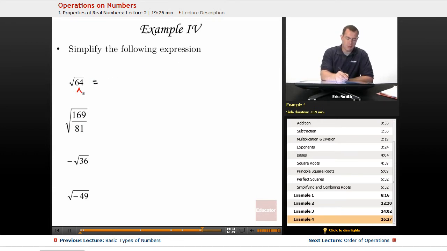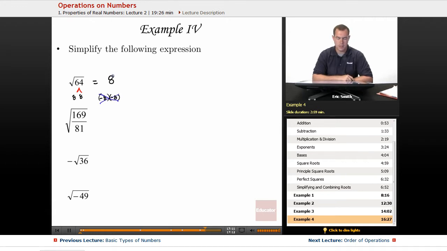Well, I have a couple of options. It could be 8 and 8, that would give me 64. Or it could be negative 8 times negative 8. That would also get me 64. Well, we're only interested in the positive values that do so, so let's not worry about those negative 8s. We will say that our answer for the square root of 64 is a positive 8.